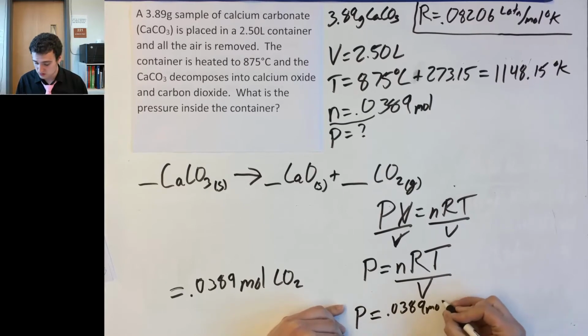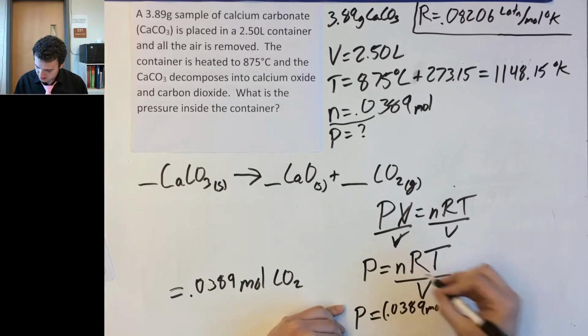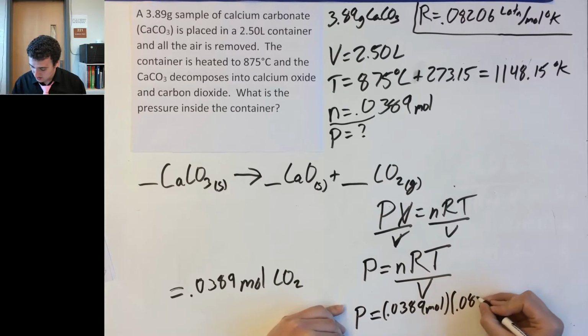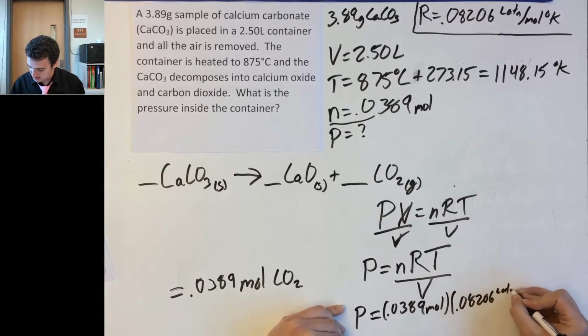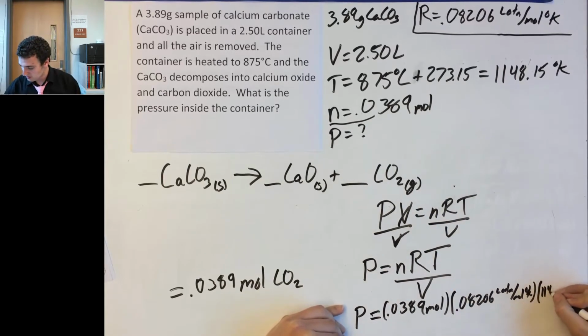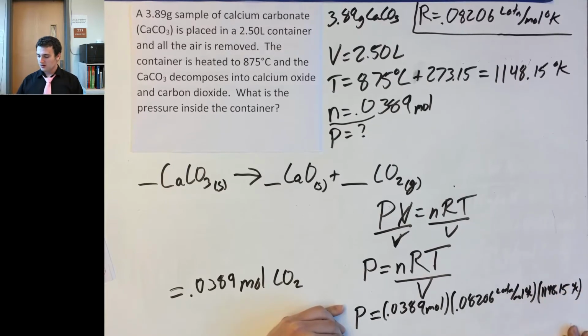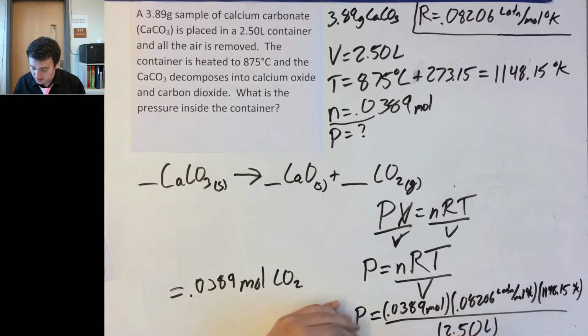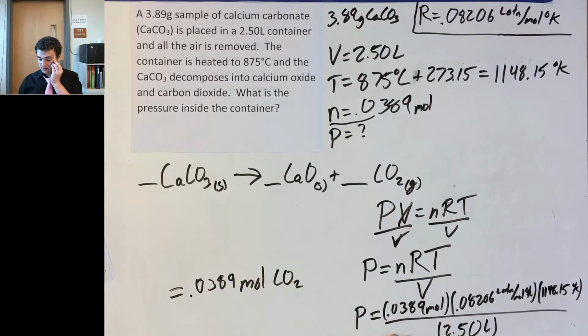0.0389 moles, times R, 0.08206 liters atm, divided by moles degrees Kelvin, times temperature, which I had already converted earlier, 1148.15 degrees Kelvin. Sorry, that's a little hard to read. Divided by, of course, I still have V here, the volume, which was 2.50 liters.